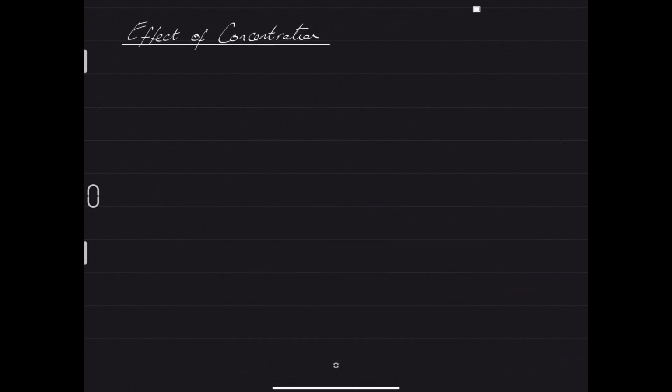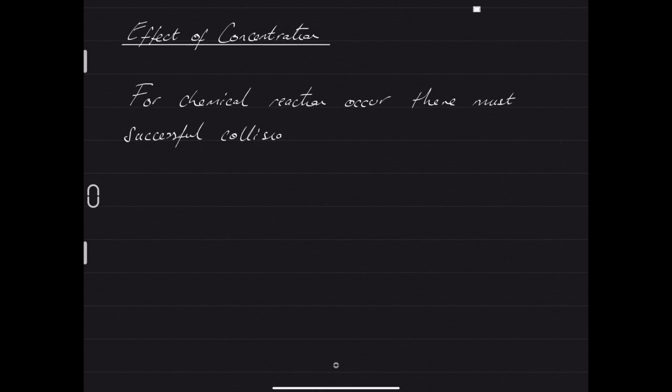When we talk about the effect of concentration on an enzyme controlled reaction, we have to talk about the nature of the collisions and how often they happen. And this is directly affected by the concentration and temperature. So what we say is, for a chemical reaction to occur, there must be successful collisions that occur frequently.